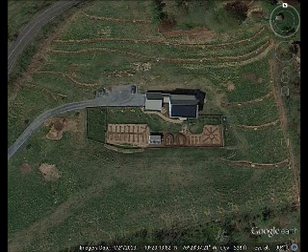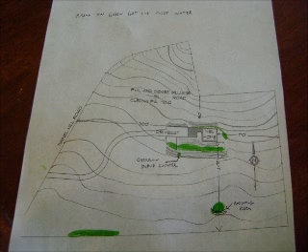But I actually went out and did my contour map with an A-frame level. If I could do it over, I definitely would have used a laser level, because that would have been a lot quicker. Using the A-frame level, I spent a couple of days doing it, and it was way too much labor for that. So if I could do it over, I would definitely use a laser level.